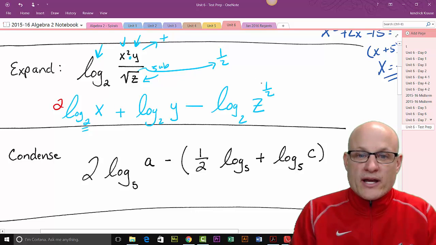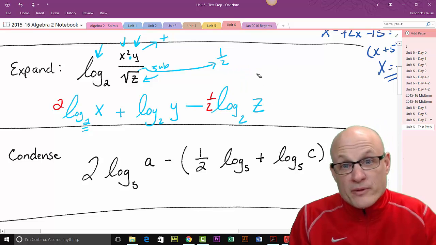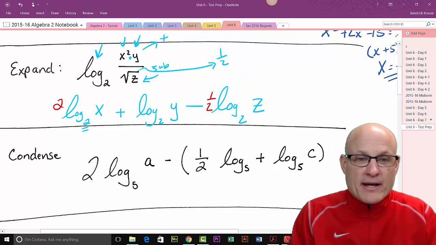And then this 1/2 slides out front here, becomes 1/2, and we'll get rid of it here. And that would be the answer. So think about it. Break it down.